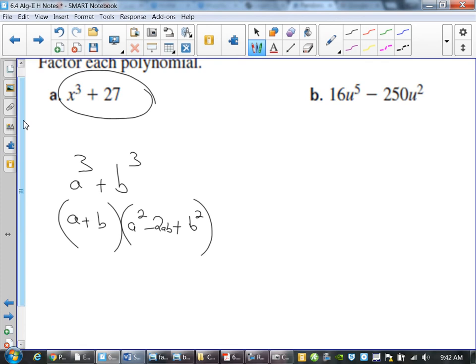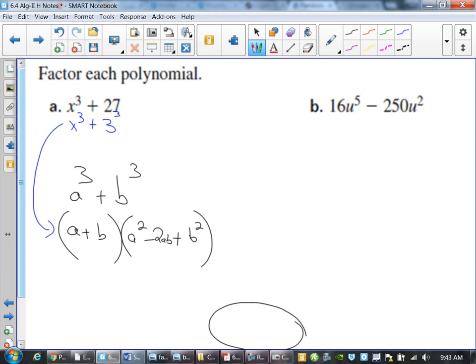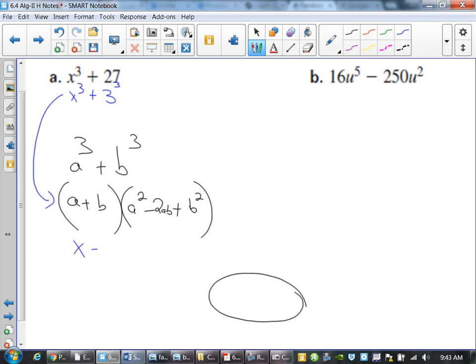So if I'm looking at our x cubed plus 27, x is playing the role of a, so this is x cubed. What's the cube root of 27 again? 3. So I'm going to write this as plus 3 cubed. That way you can see how it filters itself into the pattern. That just means I get x plus 3, x squared, and the end will be a plus 9, and the middle will be 2 times 3 times x.